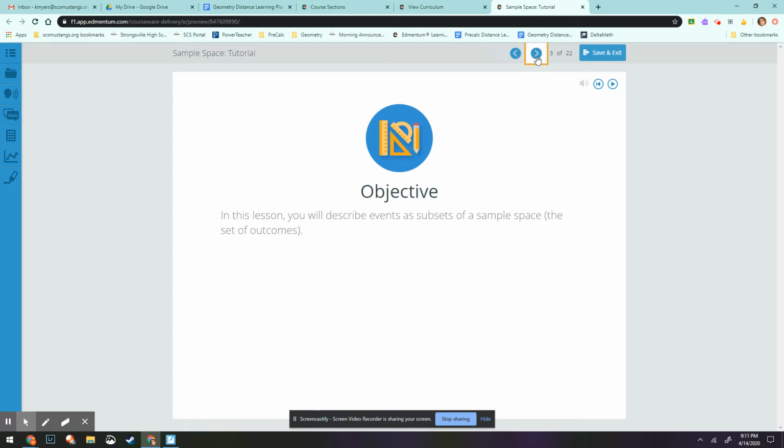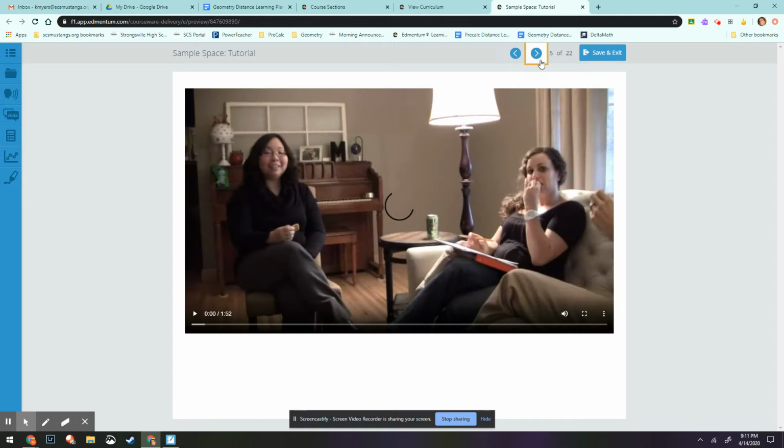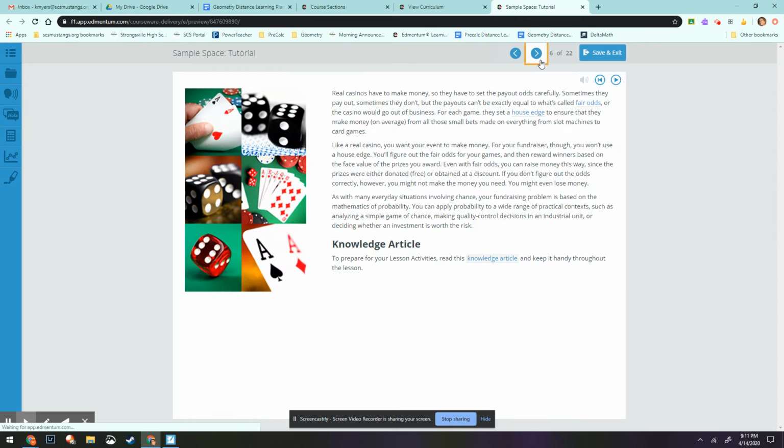We're going to describe events as subsets of a sample space. This first part is just kind of coming up with a little scenario about, hey, you're going to try to raise money by doing a casino night. I'm not going to worry too much about that. We're not going to watch that video. But we're going to talk about probability and odds, which is why they use the casino example, because they need that a lot there.